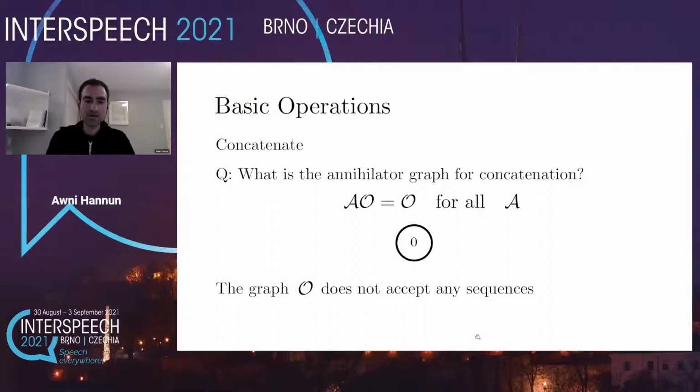So the annihilator graph is the graph which does not accept any sequences. And it's an important distinction from the graph which accepts the empty sequence. The graph which does not accept any sequences doesn't even accept the empty sequence. It accepts nothing. So it has no accept states, or no accessible accept states. And one possible representation of that is this graph here, which is just a start state, nothing else.